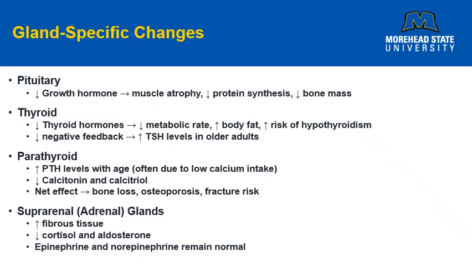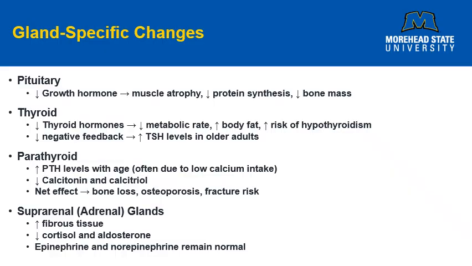So just a quick explanation of what might occur for each gland. For the pituitary, a lot of times we see the growth hormone decrease. We get muscle atrophy at this time because you don't have a lot of protein synthesis occurring to recover the amino acids. Bone mass starts to go down, and it can impact the amount of calcium being absorbed.